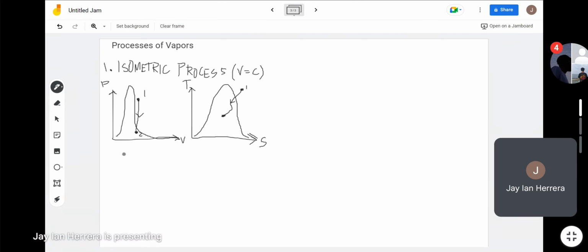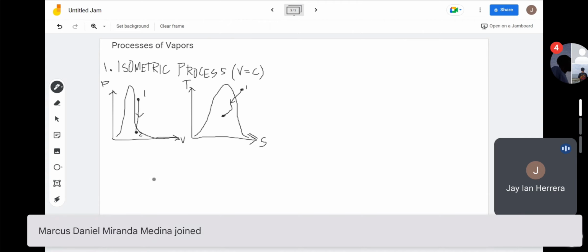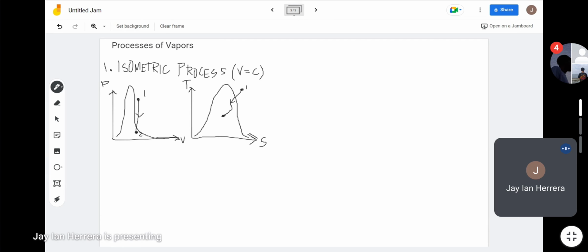So, formulas for the isometric process. The formulas are somewhat similar.